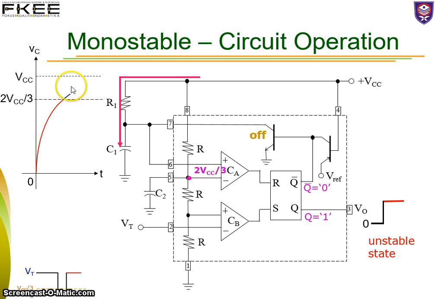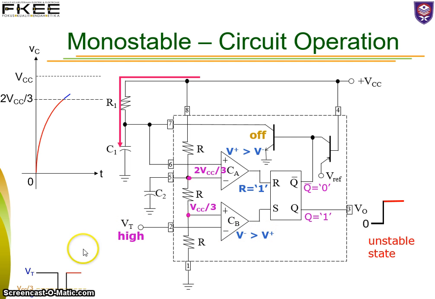So the moment the voltage of the capacitor is greater than 2/3 of VCC, for the upper comparator, V plus will be greater than V minus. Since V plus is greater than 2/3 of VCC, reset R receives 1. And for the lower comparator, this is VCC over 3, and VT right now is high. So we compare 1/3 of VCC with a high voltage, so V minus is greater than V plus.